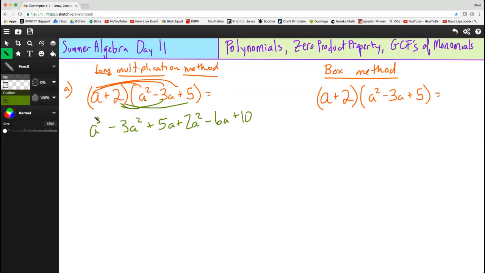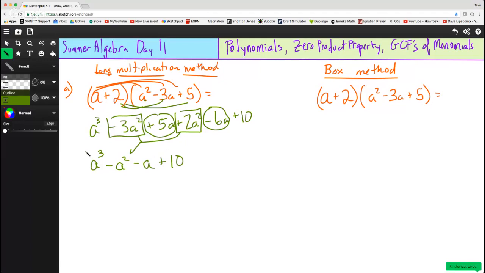So there's only one a cubed term. Let's do the ones that are alike. So we're going to box this one and box this one. And then we're going to circle this one and circle this one because they're like terms. And then these are my ones that are left over. So I'll just rewrite a cubed, and then I'll put my squared terms next because that's the second degree. So that's minus a squared. Combine my a's, which is minus a, and then plus 10. All right. Good.